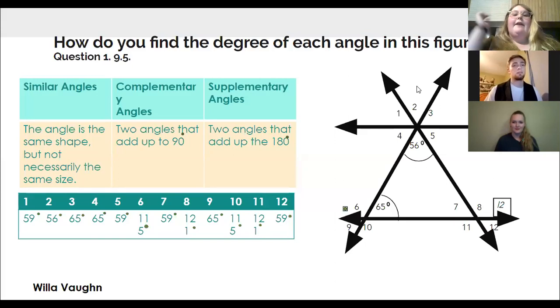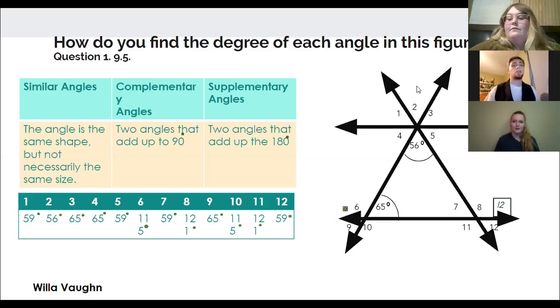Okay, so now that we've got the major ones out of the way, we can kind of use the complementary and vertical angles to figure out the rest of them. So as we said, angle 1 is 59 degrees, angle 2 is 56, angle 3 is 65, angle 4 is 65, angle 5 is 59, angle 6 is 115 degrees, angle 7 is 59 degrees, angle 8 is 121 degrees, angle 9 is 65 degrees, angle 10 is 115 degrees, angle 11 is 121 degrees, and angle 12 is 59 degrees.